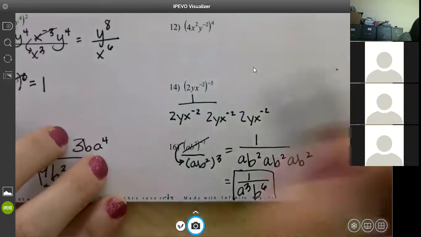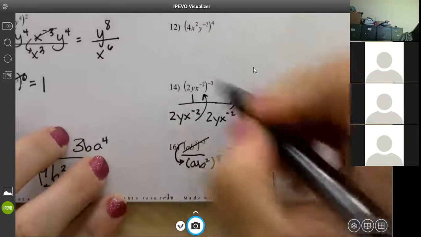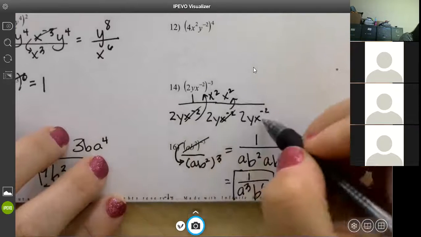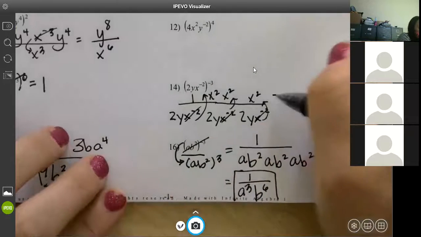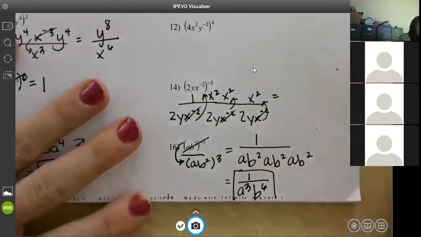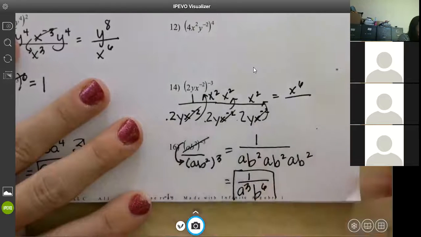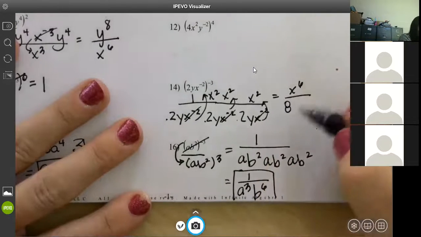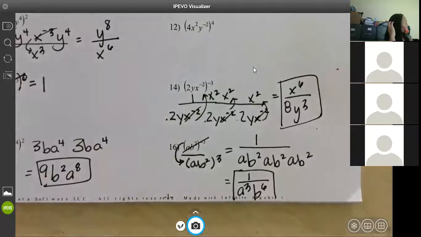Well, what's wrong with that now? There's negatives. Yeah, so we've got to put those on the top. So x squared on the top, x squared on the top, x squared on the top. What do I have on the top? How many total x's? 6. On the bottom, I have 2 times 2 times 2, 8. How many total y's? 3. There's nothing the same on the top and the bottom, so I'm done.